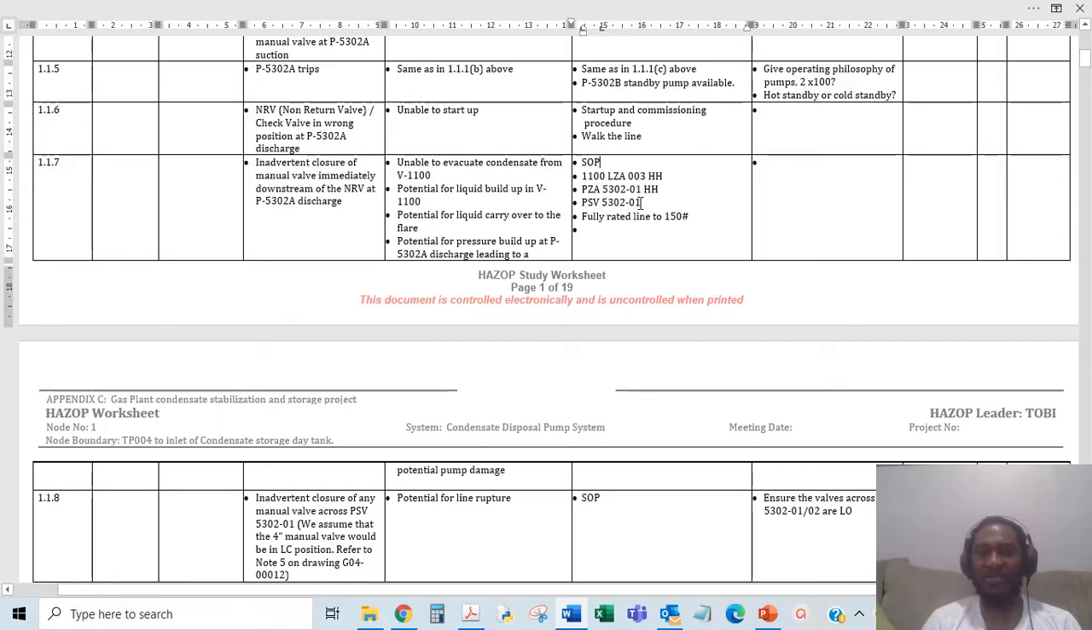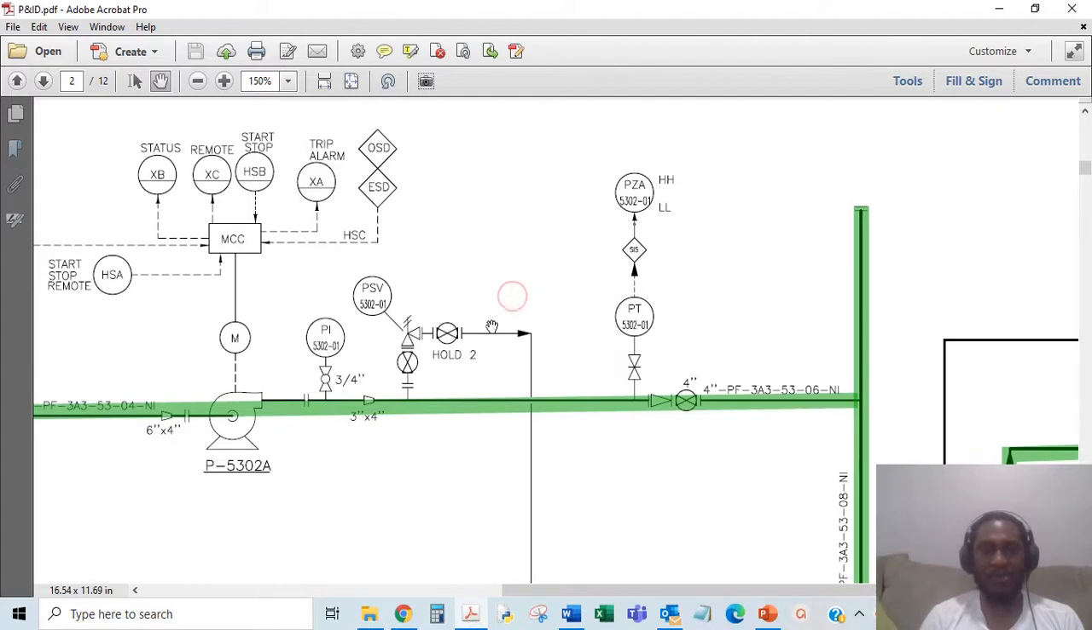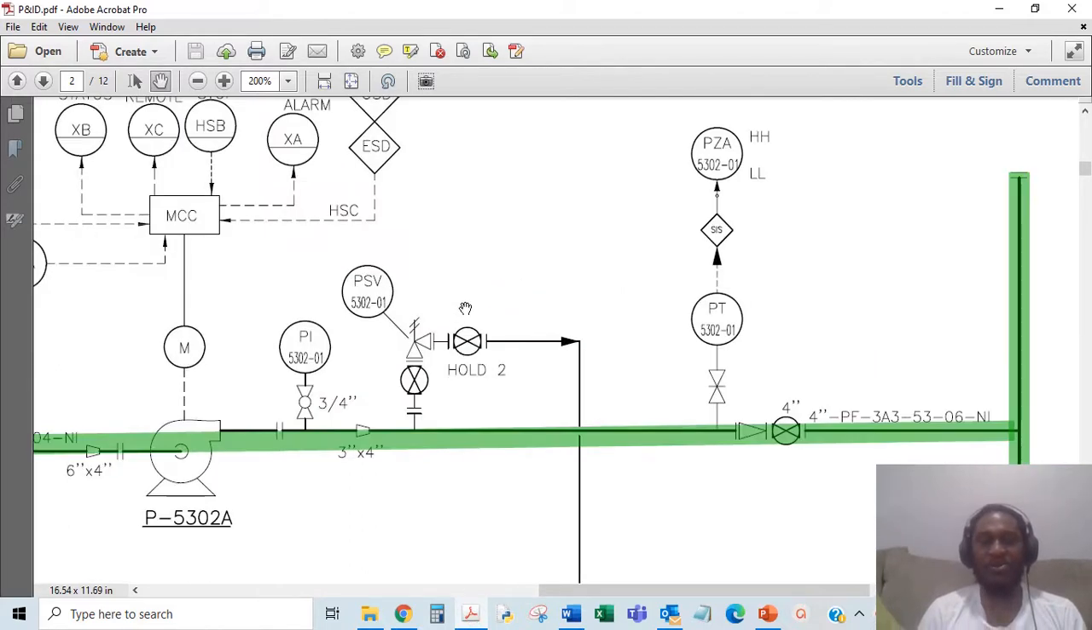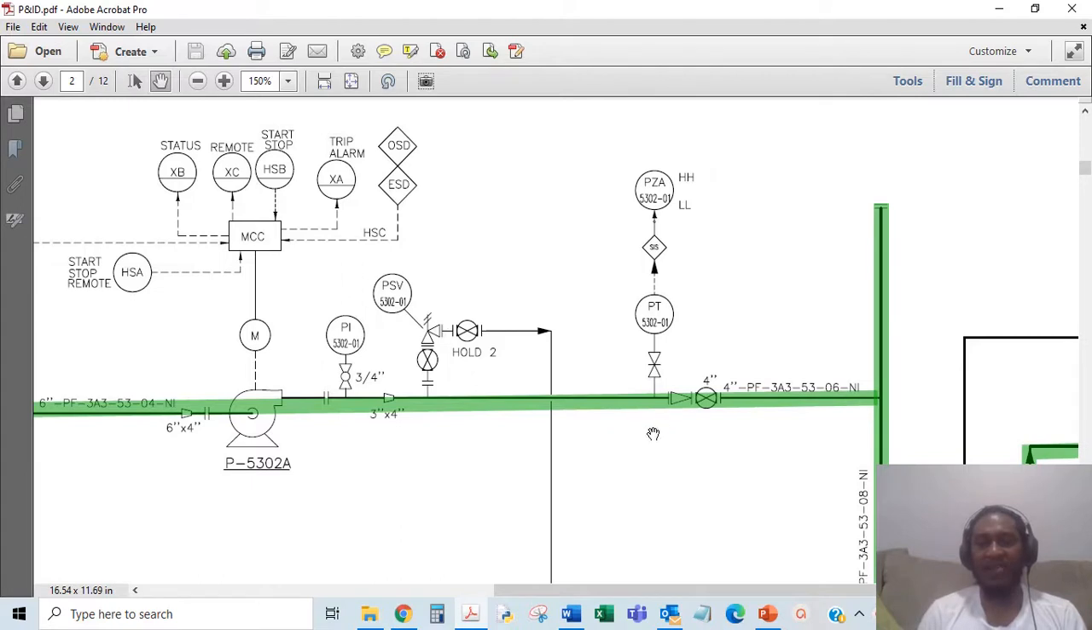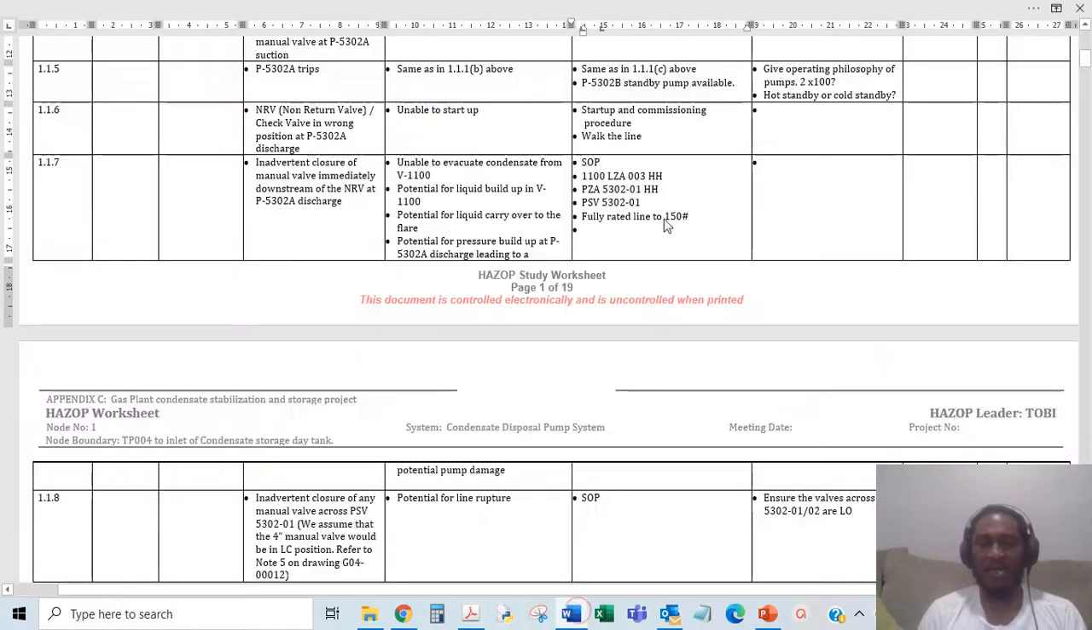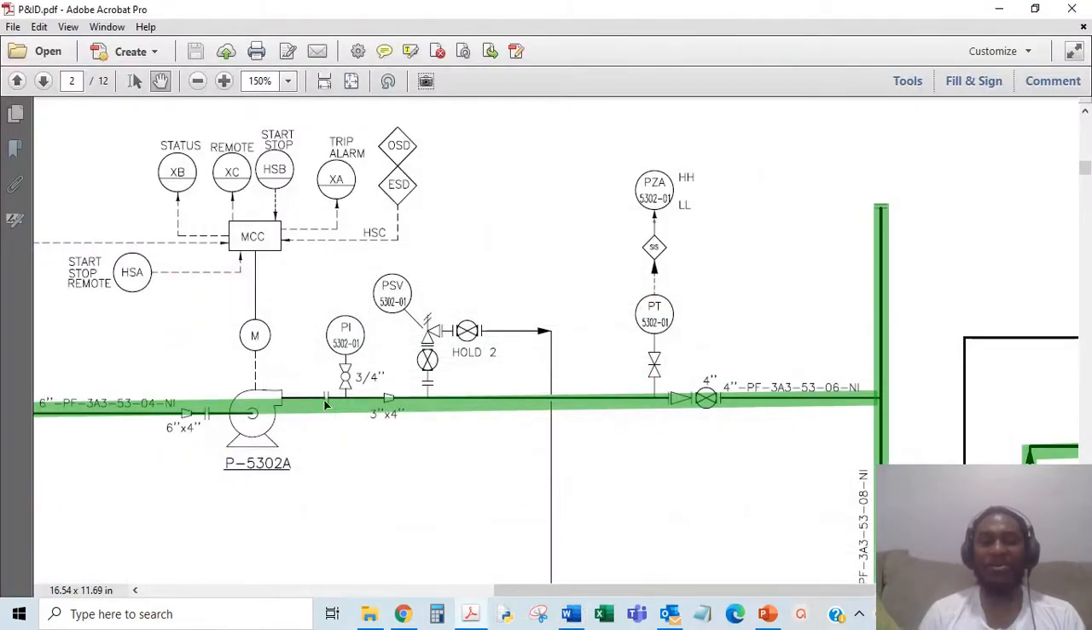Then PSV 530201. So there's a PSV here. This could relieve the pressure into the flare lines if you're running against a blocked discharge or a closed valve. So this would relieve the pressure to the flare. And then also the line is fully rated. That's also a good one because you don't want a line rupture. When you say the line is fully rated, it means the line can withstand whatever this pump wants to dish out, so the line wouldn't rupture.